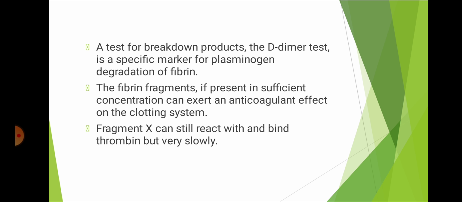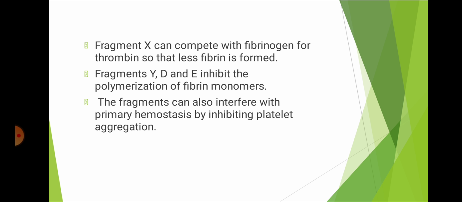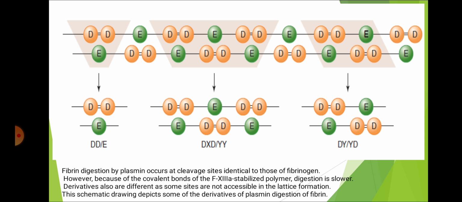Fragment X can still react with and bind thrombin, but very slowly. Fragment X can compete with fibrinogen for thrombin so that less fibrin is formed. Fragments Y, D, and E inhibit the polymerization of fibrin monomers. The fragments can also interfere with primary hemostasis by inhibiting platelet aggregation.